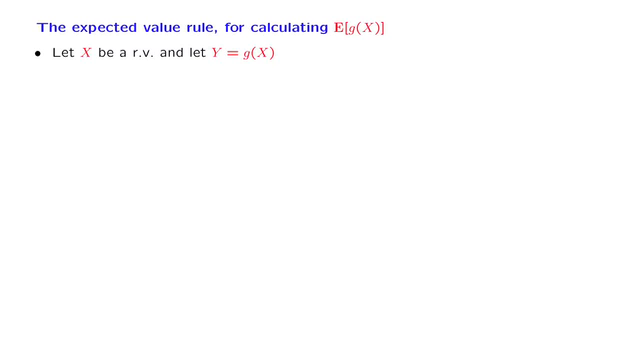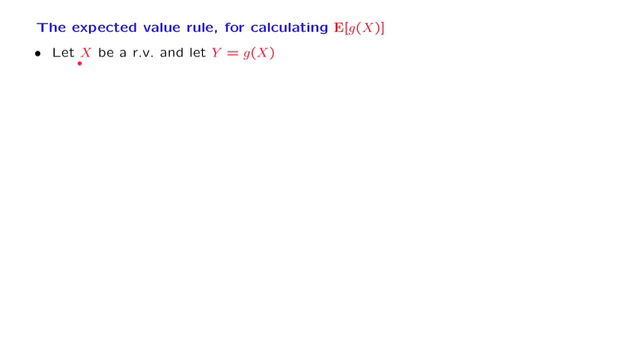In this segment, we discuss the expected value rule for calculating the expected value of a function of a random variable. It corresponds to a nice formula that we will see shortly, but it also involves a much more general idea that we will encounter many times in this course in somewhat different forms. Here's what it is all about.